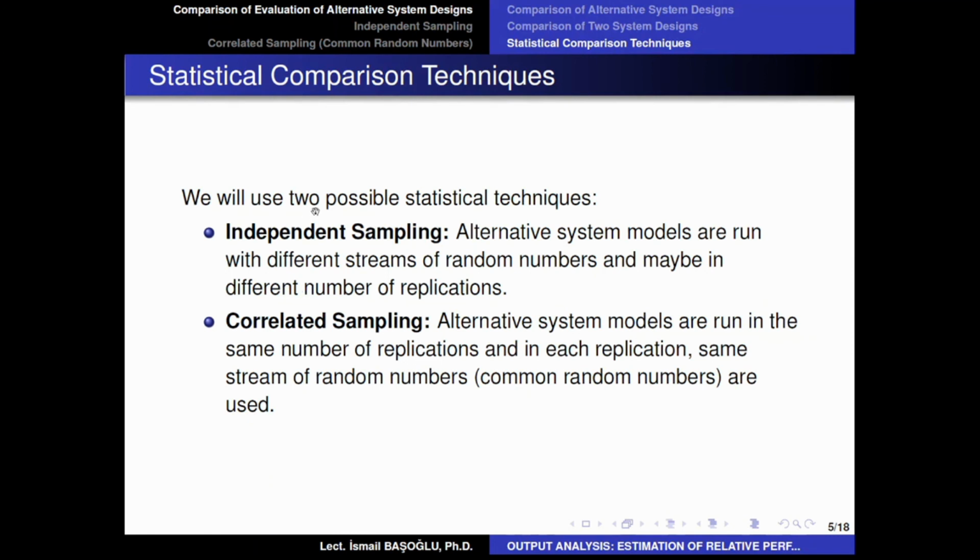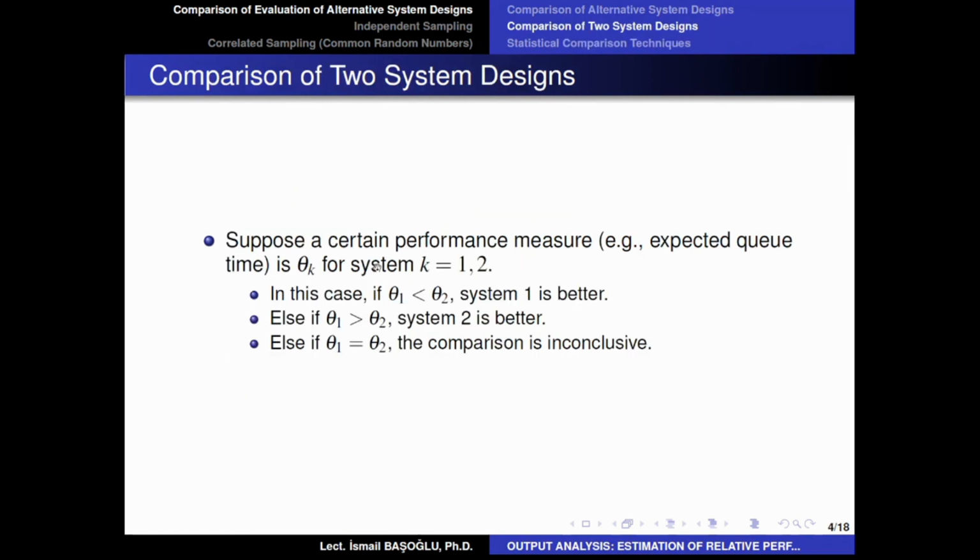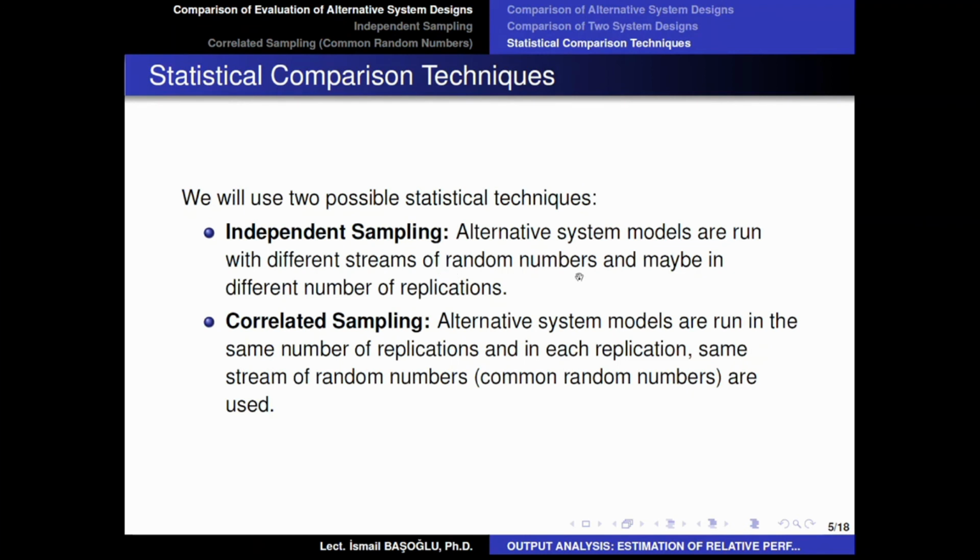In independent sampling, alternative system models are run with different streams of random numbers, and maybe in different numbers of replications. So this means when I test the first system, I can do 10 replications, and in the second system, I can do 20 replications. It doesn't matter how many replications I run, and in all of the replications, either in the first system or the second system, I always use different streams of random numbers or different random number sequences. In that case, the sampling will be an independent sampling.